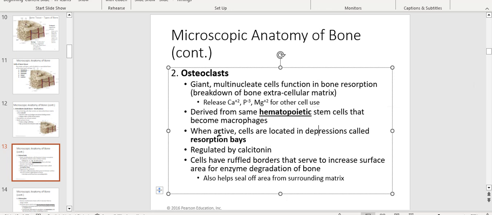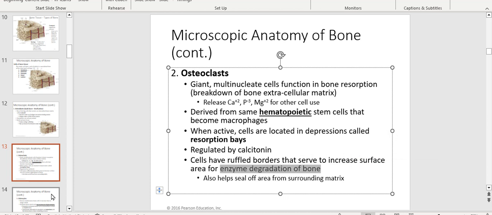When active, these cells are located in depressions called resorption bays, regulated by the hormone calcitonin. We'll get into these. There are two opposing hormones, calcitonin and PTH, parathyroid hormone. When the blood calcium gets too high, calcitonin comes in and dumps it on the bones. The cells have ruffled borders that increase the surface area for enzyme degradation of the bone.